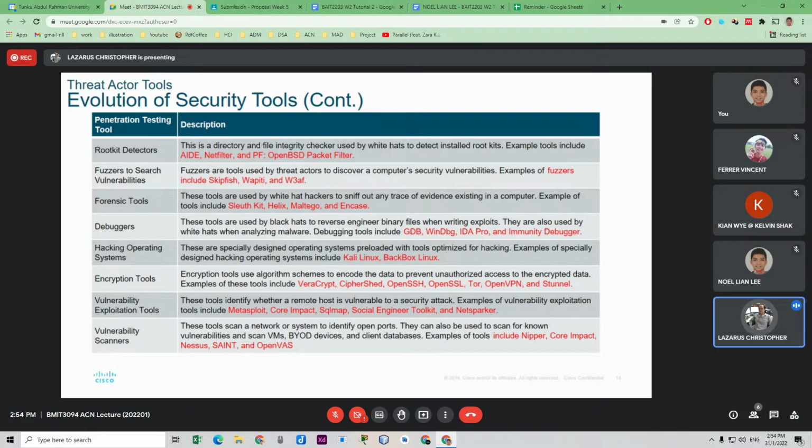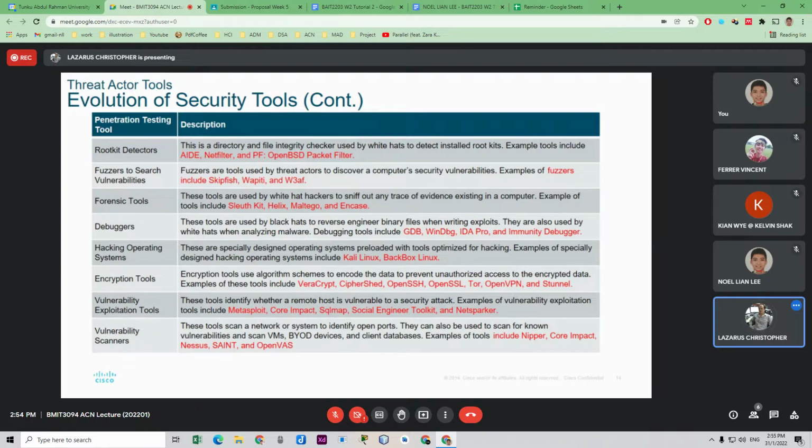Another similar one is detect and exploit. This one is to scan for vulnerabilities, right? That means it can scan which ports are open. That's why it's always encouraged that if a port is not used, close it.